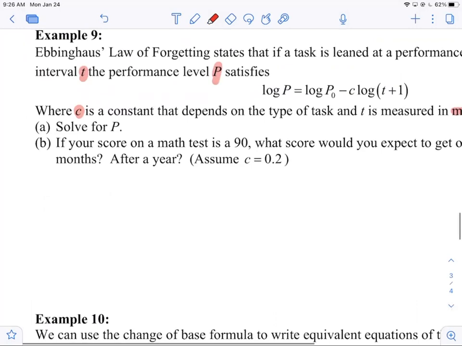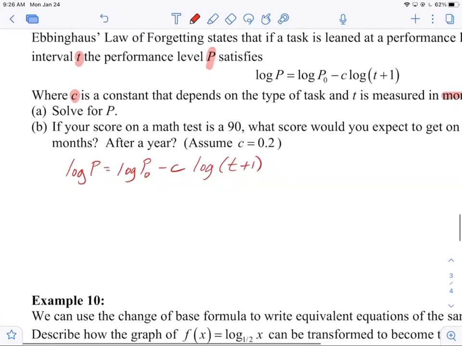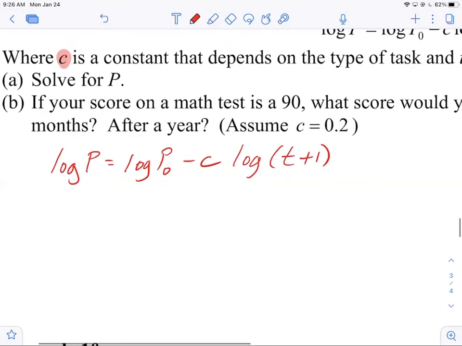So it says to solve for P, right? So let's go ahead and write it down here. I would need to manipulate the expression. So log P equals log of P sub O minus C times log of T plus 1. Okay, so this is definitely a log equation. And we have several unknowns in there, don't we? We have P, P sub O, C, and T. So we have 4 unknowns.